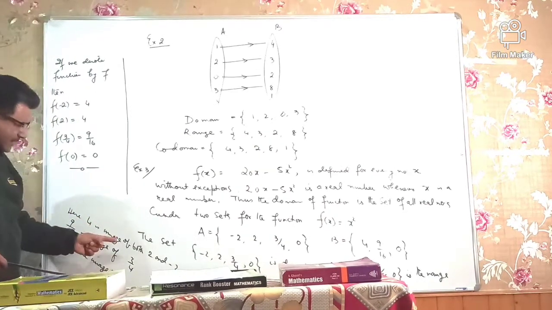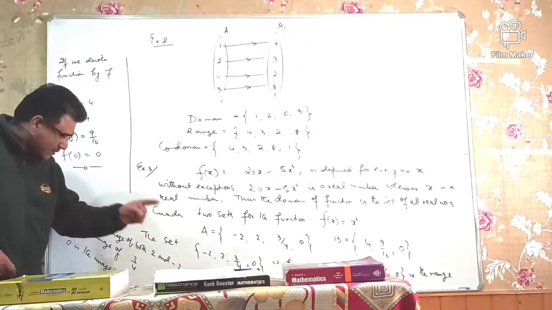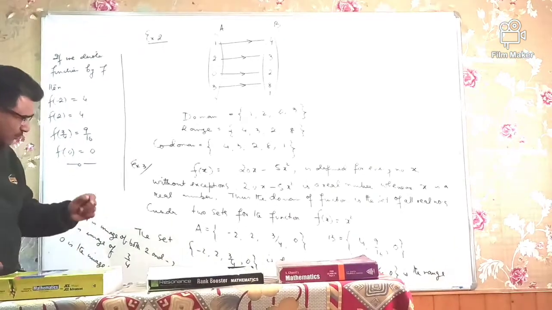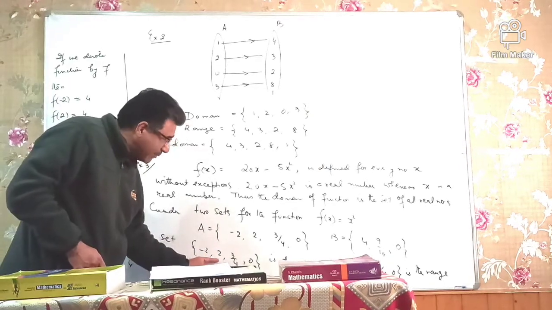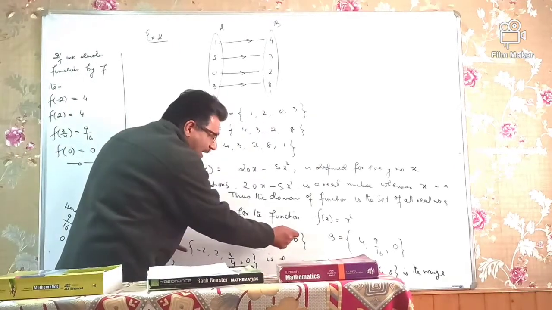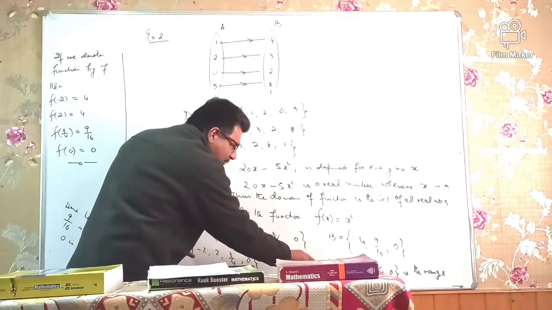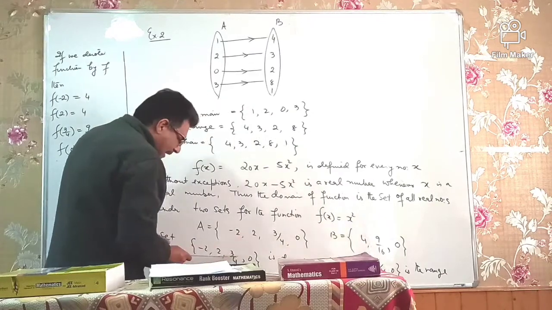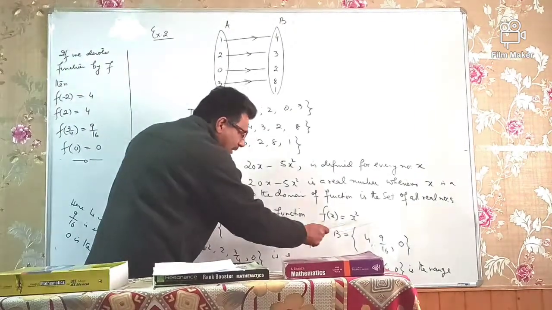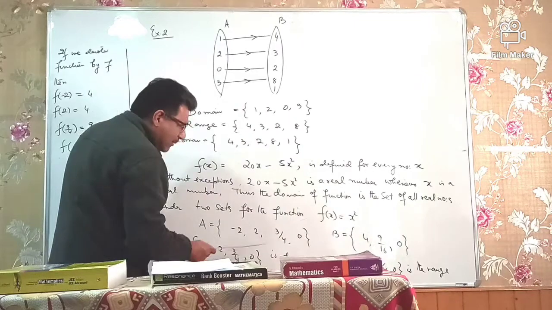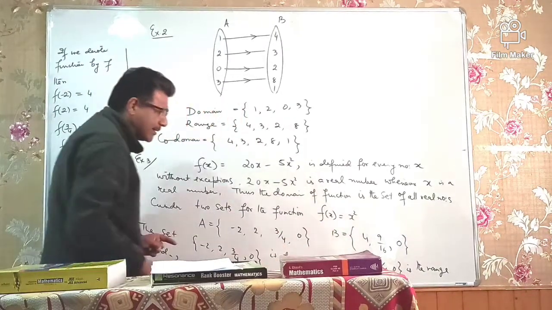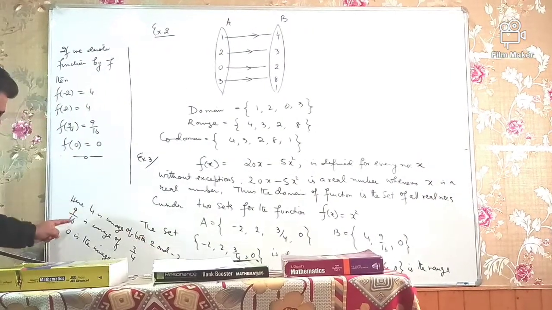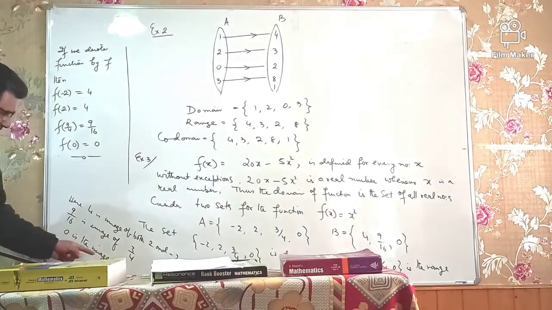Now here 4 is the image of both 2 and -2. 9 by 16 is the image of 3 by 4, and 0 is the image of 0. See, -2 और 2 की जो इमेज है वो 4 है. क्यों है? क्योंकि अगर हम x की जगह -2 लगाते हैं, -2 का स्क्वायर भी 4 बन जाता है. अगर हम x की जगह 2 लगाते हैं, 2 का स्क्वायर भी 4 ही बन जाता है. लेकिन जब हम x का वैल्यू 3 by 4 लगाते हैं तो इसका वैल्यू 9 by 16 आता है, और जब हम x का वैल्यू 0 लगाते हैं इसका वैल्यू 0 आ जाता है. OK, now in this case 4 is the image of both 2 and -2, 9 by 16 is the image of 3 by 4 and 0 is the image of 0.